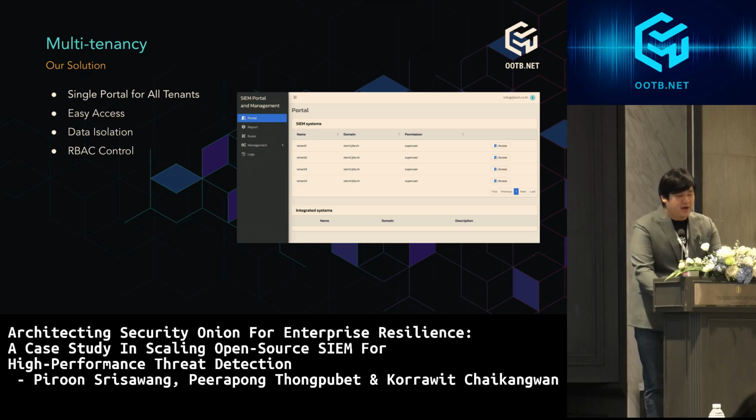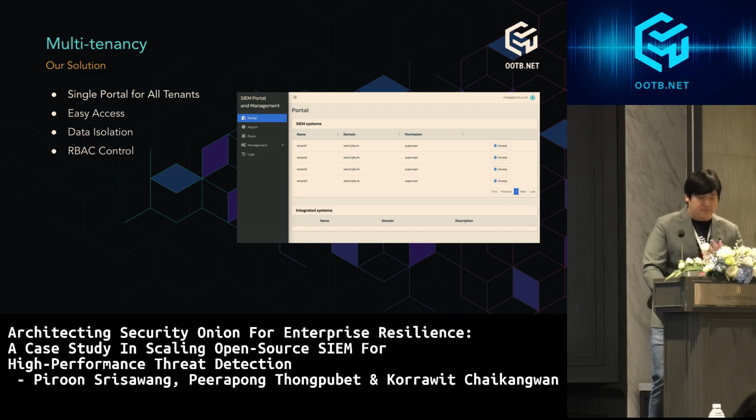Our solution to the multi-tenancy problem was to build a dedicated layer on top of Security Onion. From the tenant perspective, we focus on four key improvements. Single portal for all tenants.